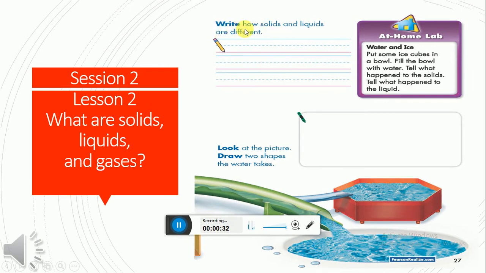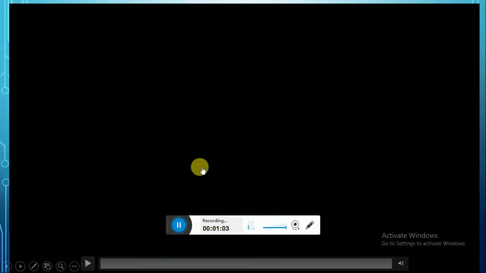Can you write here how solids and liquids are different? Can you tell me how solids and liquids are different? Super. Both have their own size. Excellent. But liquids don't have shape. Liquids take the shape of their container. Excellent, guys. Okay, let's watch this video together to know more about solids, liquids, and gases.